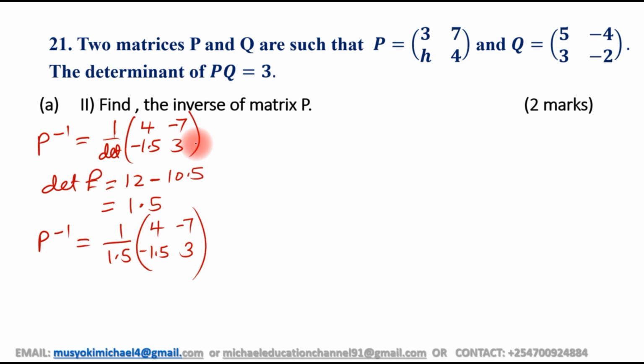We can also try to work it out or simplify it completely. So this will be 4/1.5. Actually, we get 8/3. The other one would be -7/3. Then 1/1.5 times the other values, we get -1. The other one we get 2. So that is the inverse of matrix P.